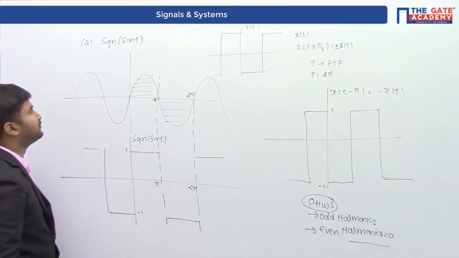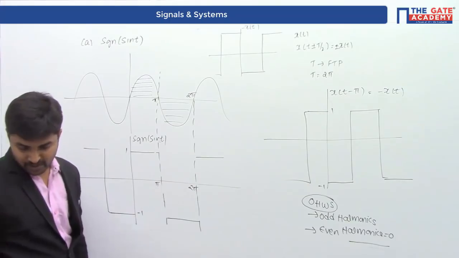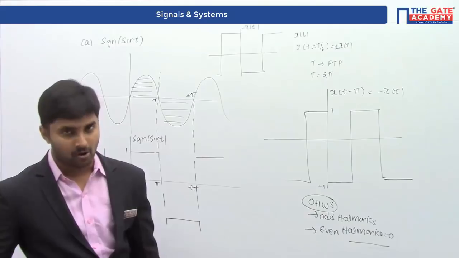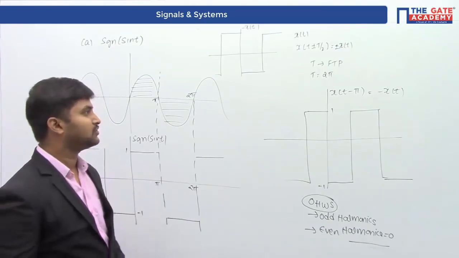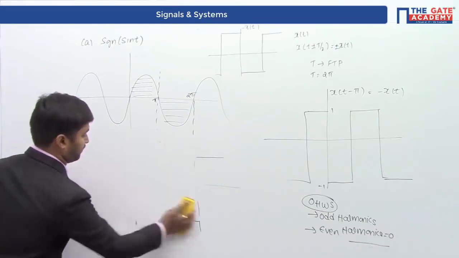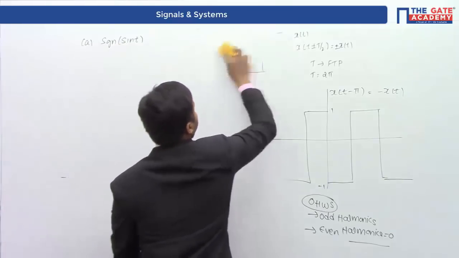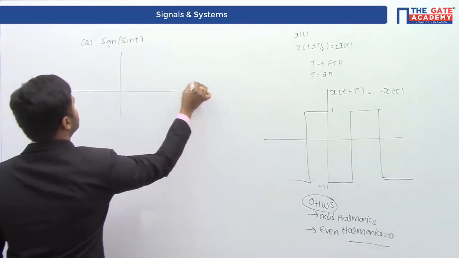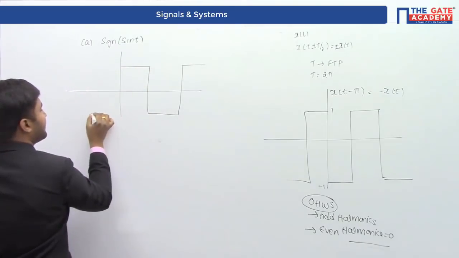So we have checked the first question, which is part A. We have commented on even harmonics and odd harmonics. Now we should also comment on the nature of CK, AK and BK. The signal that we are having is going to be something like this. This is my signum of sin t.